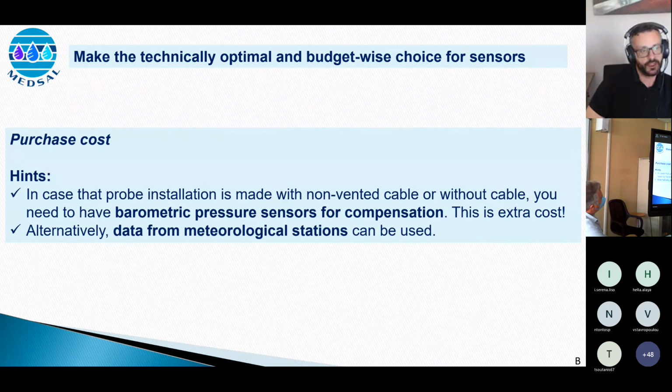Now, as we said before, we have to perform the compensation for the PT sensors. If there is no, let's say, meteorological station around there, or you don't have such kind of sensor, you have to consider including in your budget buying a barometric pressure sensor. Such a sensor could cost, let's say, 700 euros. It's a considerable cost. Okay.